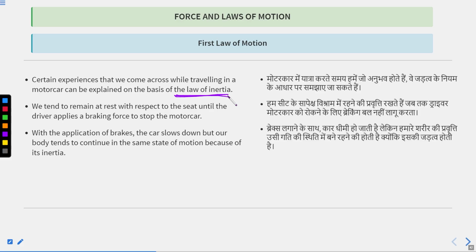And what happens when the driver hits the brake? It happens because of inertia. Suppose the bus is moving and the driver suddenly hits the brake. Your legs are touching the surface of the bus. So if the driver hits the brake, the bus stops, your legs stop, but your upper body is still in the state of motion. That's why your body moves in the forward direction. So this is a small example of inertia.